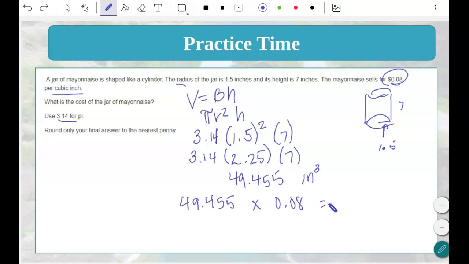I get 3.9564. We need this to be rounded. Because it's money, we have to round to the nearest penny. So 2 decimal places. Here's our 5, that's in the hundredths place, our pennies. The 6 says round that up. So the cost of the mayonnaise jar will be $3.96.